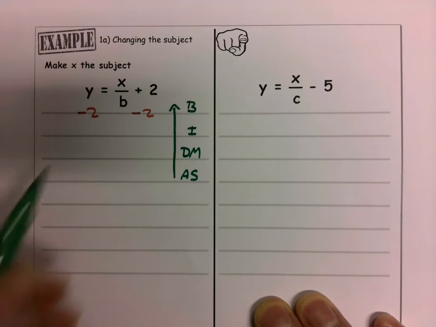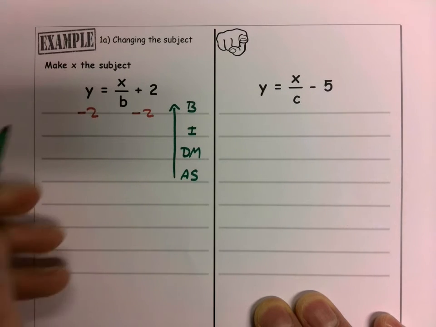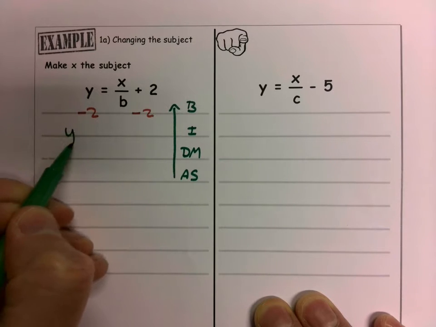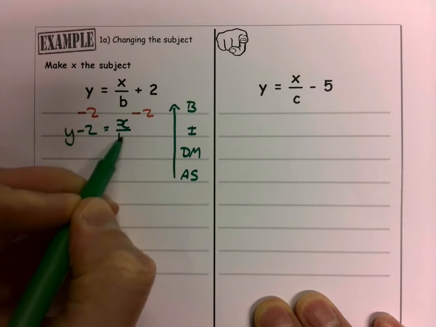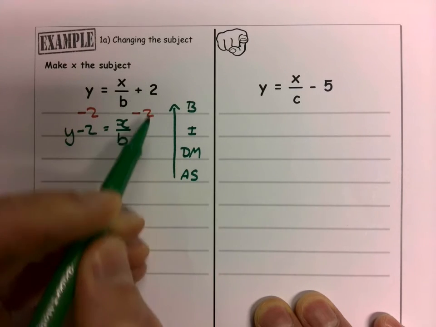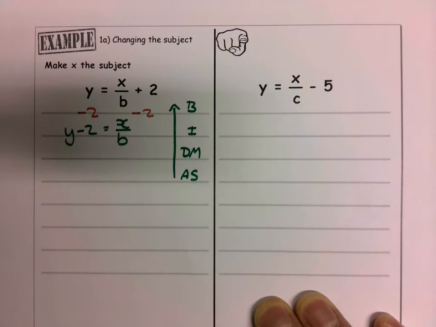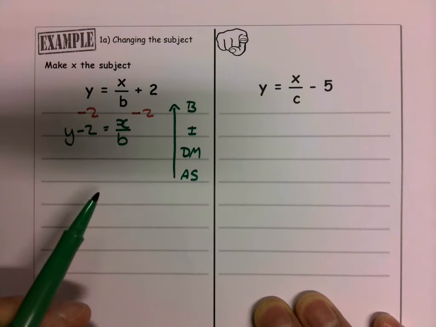That's my working line, and then I do my column subtraction. So I've got y take away 2 is equal to x on b, and then plus 2 take away 2, that goes away because that's just plus 0, so we don't bother writing that. So next thing then, when I've got x on its own I'm finished and I've made it the subject.